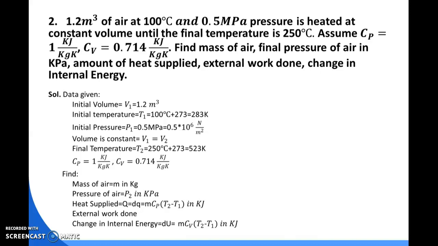What data has he given in the question? First let us write it. According to the question, V1, the initial volume, is equal to 1.2 meter cube. Initial temperature T1 is equal to 100 degree centigrade, that is equal to 283 Kelvin. Initial pressure P1 is equal to 0.5 MPa, that is equal to 0.5 into 10 to the power 6 Newton per meter square. Volume is constant, so V1 is equal to V2. Final temperature T2 is equal to 250 degrees centigrade, that is equal to 523 Kelvin. Cp is equal to 1 kilojoule per kg Kelvin. Cv is equal to 0.714 kilojoule per kg Kelvin.